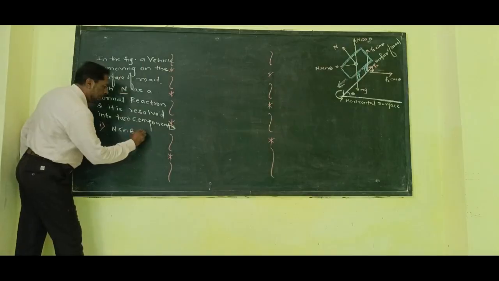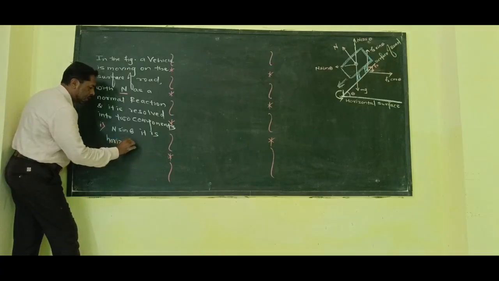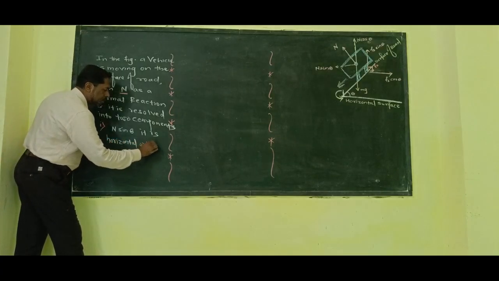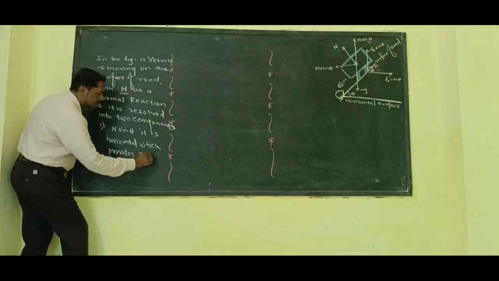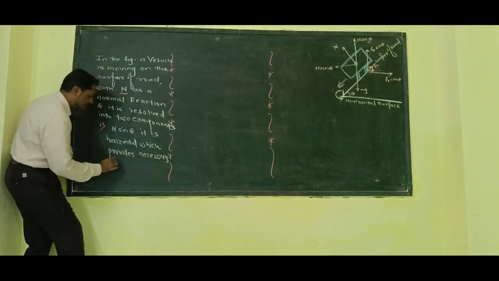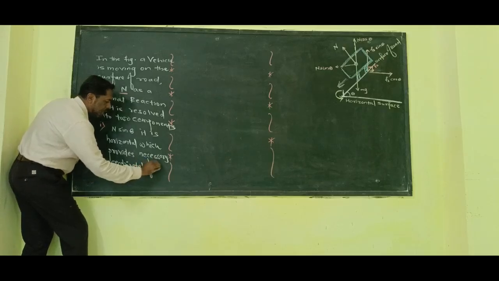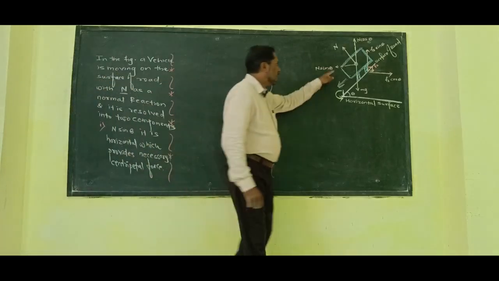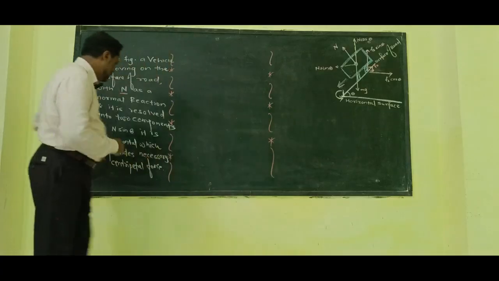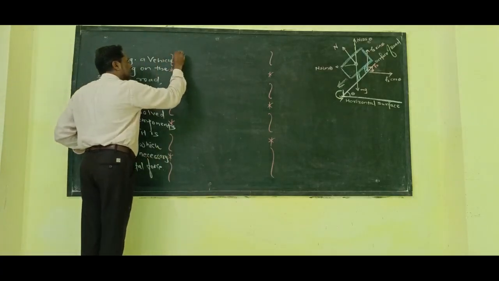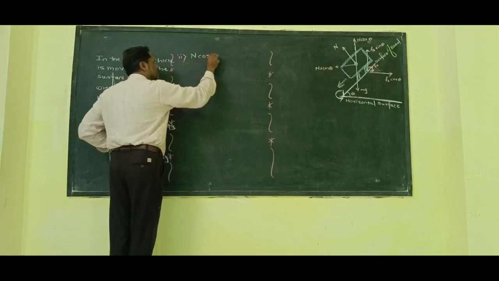Okay, it is horizontal. N sin theta is horizontal, which provides the necessary centripetal force. What do we understand by the term n sin theta? N sin theta is the horizontal component, and it provides the necessary centripetal force, whereas the second component is called n cos theta.